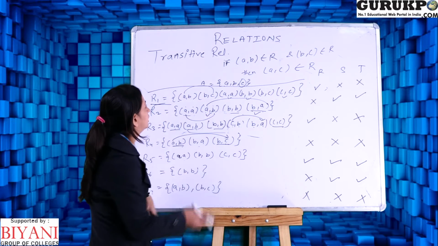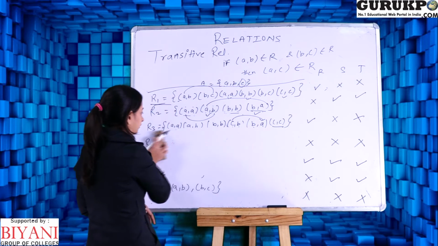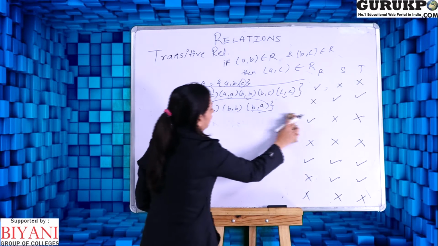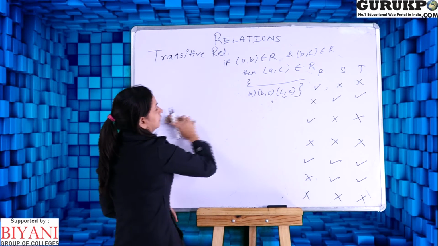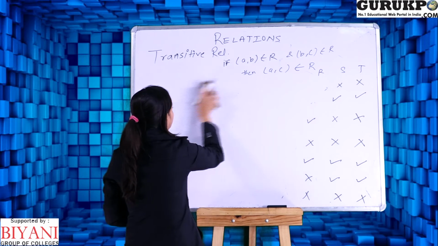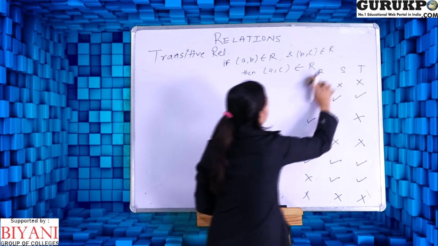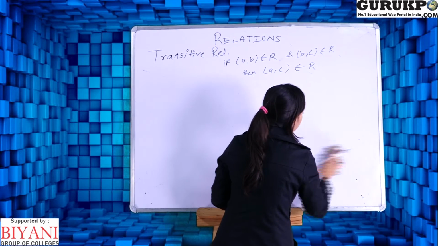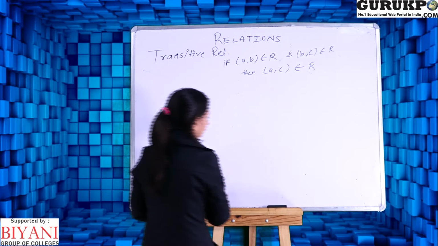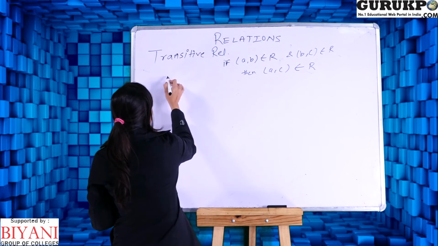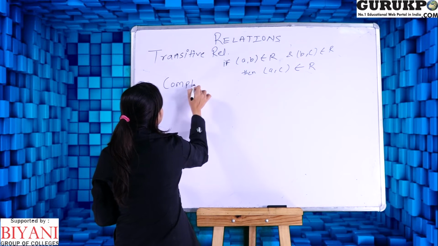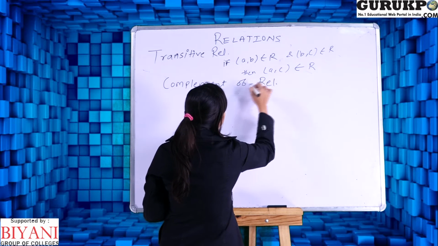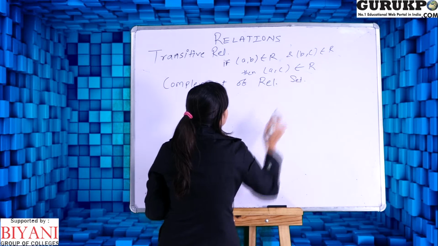So we are now familiar with the types of relation. With the help of definitions we can find which relation is reflexive, symmetric, and transitive. Now we are moving to the operations upon relations. That means if I tell you to find the complement of a relation set, then how can I find it?